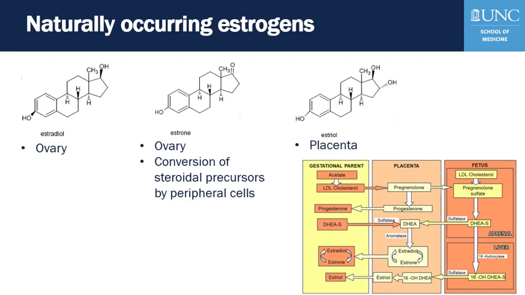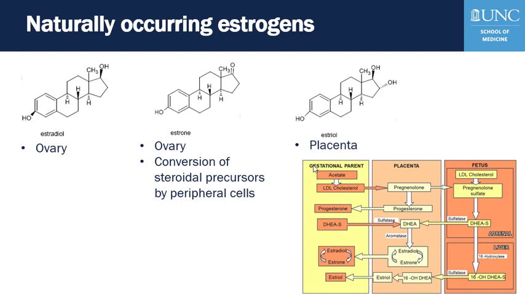And so if we focus on the naturally occurring estrogens, which include estradiol, estrone, and estriol, almost all of the circulating estradiol is produced by the ovary through that two-cell mechanism we just looked at, with the theca cell producing androgens and the granulosa cells converting them to estrogens. In contrast, only about half of the estrone is produced in the ovary, and the other half is generated by conversion of steroidal precursors by cells in the periphery, like adipose cells or skin cells or the liver. And then finally, most of the estriol is produced by the placenta.